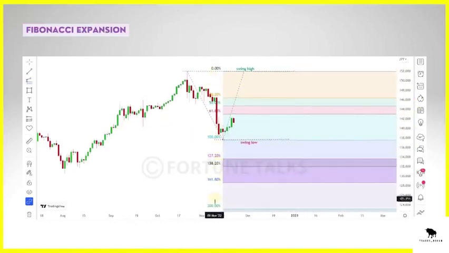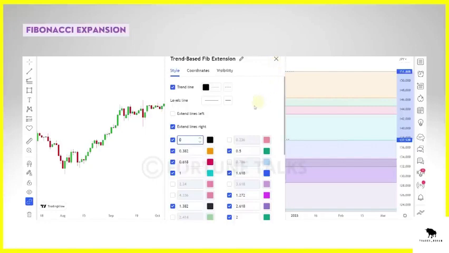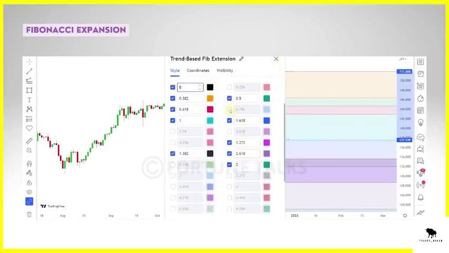Even in this case, levels like 127.2%, 161.8%, 200%, etc. will be our potential take profit levels. You can always go to the indicator settings and add or remove more ratios. You can even change the ratios if you want, even though it is not recommended.